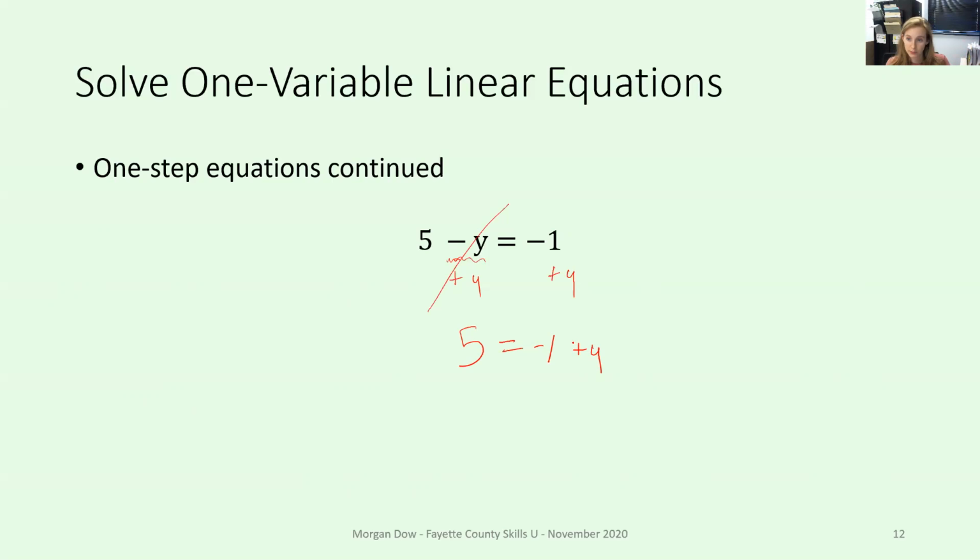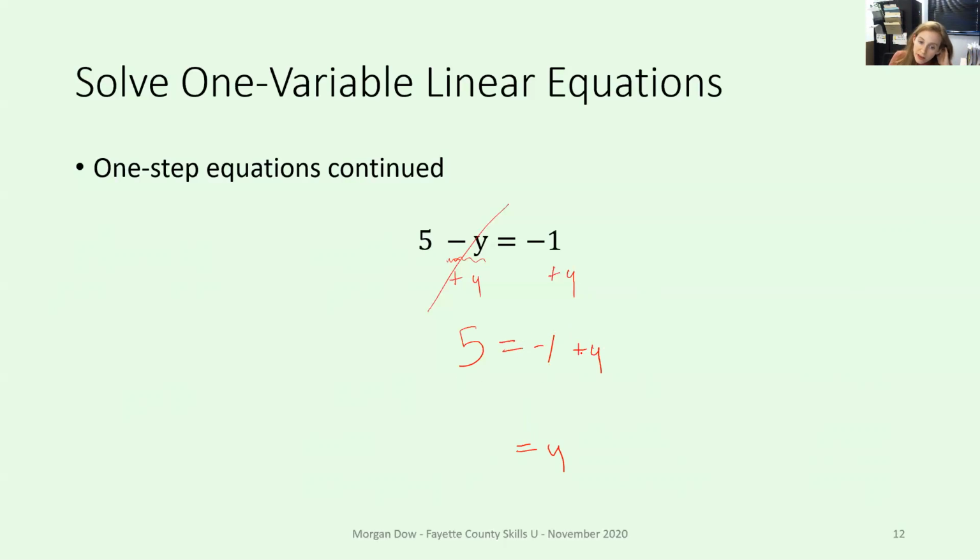Now, this equation looks pretty similar to what we saw before, right? Where it's just some number plus a variable. Okay, so now let's refocus on our goal of getting that variable by itself. We ultimately want y to be on its own on one side of the equal sign. So what are we going to do? Well, we are going to get rid of this -1. We don't want it to be there.